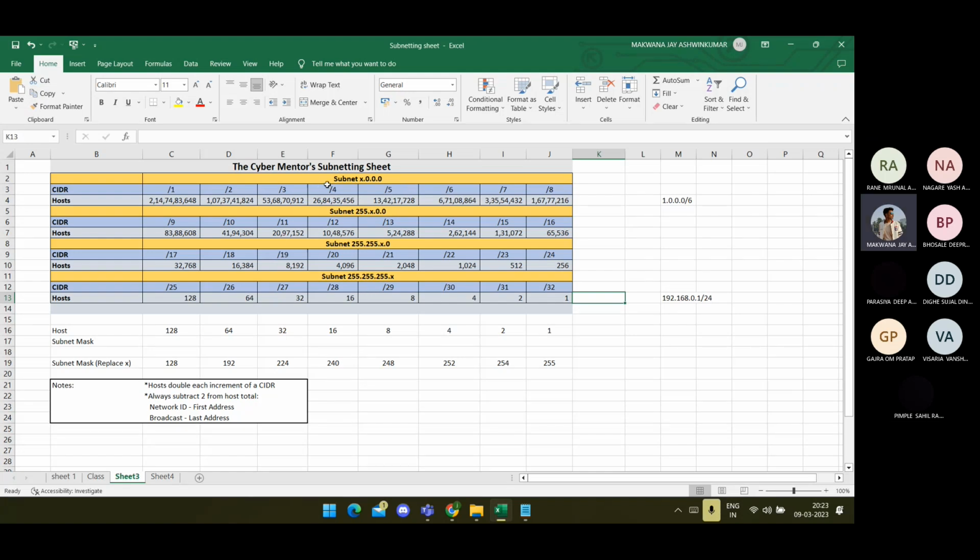Now in class A, if the subnet is starting with x.0.0.0, which means the first x tells about the network bit and the other three are for hosts. In class B, the first and second are for the network bits.